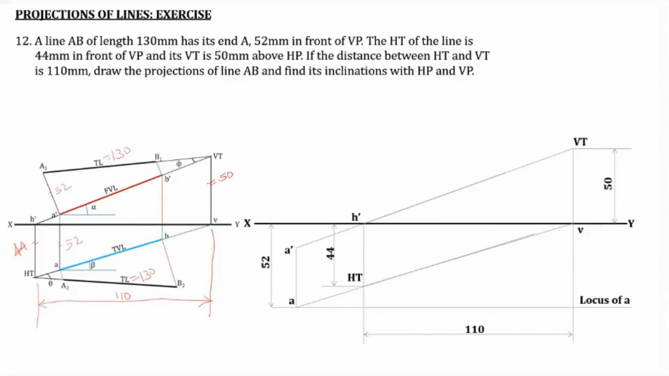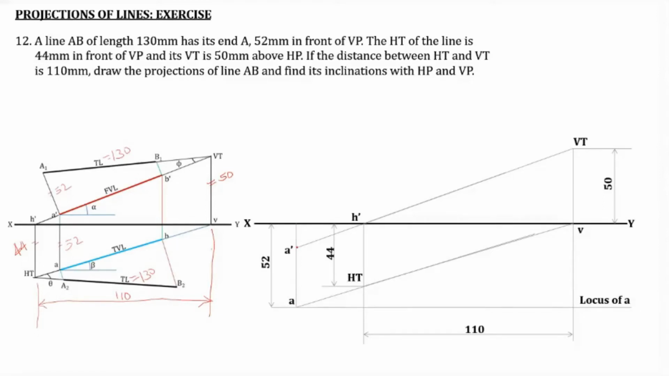Now what we have to find out are the points A1, B1, A2, B2, B dash and finally B. These 6 points also we have to find out. Now from this A dash, you can complete that projector. This line is actually the projector for A and A dash. That projector you can complete.